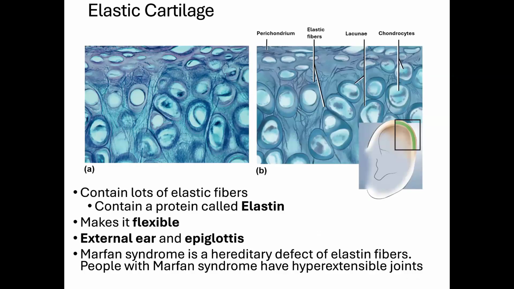Elastic cartilage. This is elastic cartilage here. You can see all these elastic fibers. The elastic cartilage contains a protein called elastin. It is very flexible. That's what you see in the external ear and also in the glottis. What is the glottis? That is the start of your airway. At the back of your tongue, it keeps going from there, going into the airway part of the system. There's a division there.